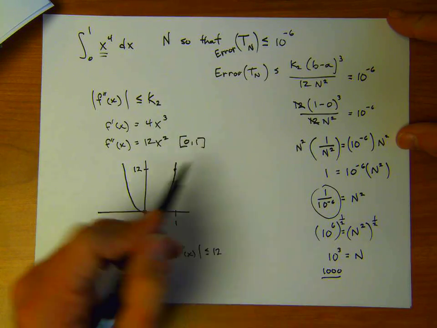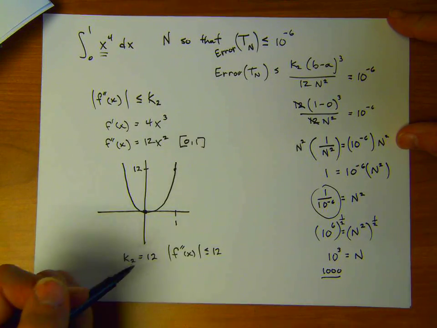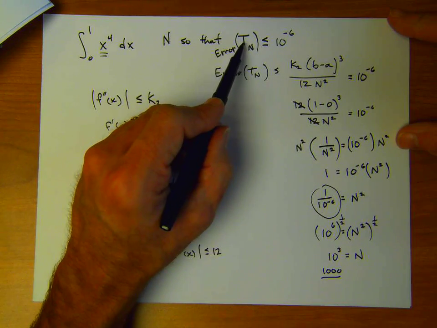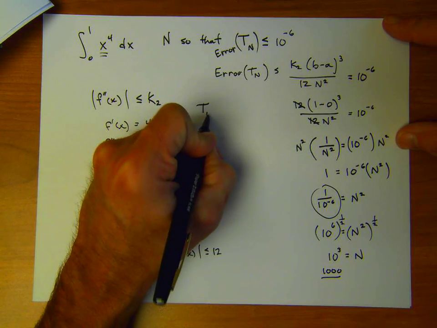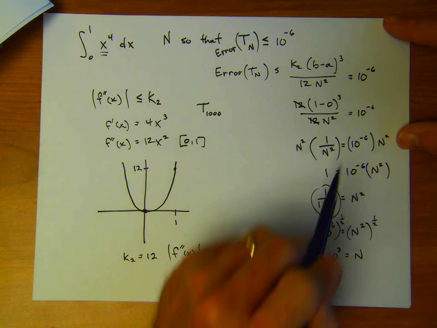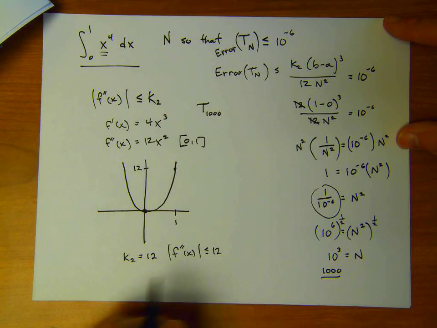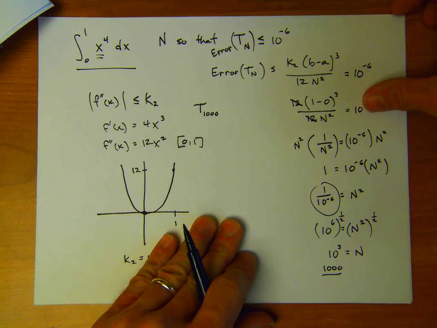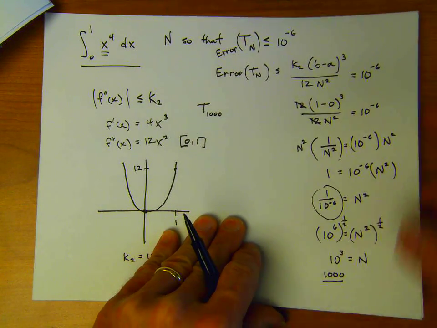1,000 partitions for the endpoints that we would use for our trapezoids, so basically T1000 is the answer. That would give us very, very little error for estimating that particular area under that curve along that interval.